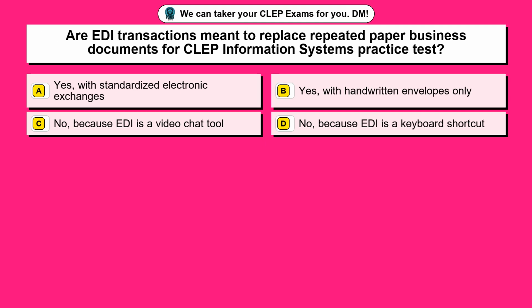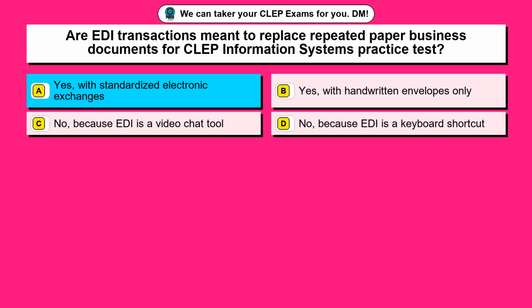Question 13. Are EDI transactions meant to replace repeated paper business documents for CLEP Information Systems practice test? Option A. Yes, with standardized electronic exchanges. Option B. Yes, with handwritten envelopes only. Option C. No, because EDI is a video chat tool. Option D. No, because EDI is a keyboard shortcut. The correct answer is option A.